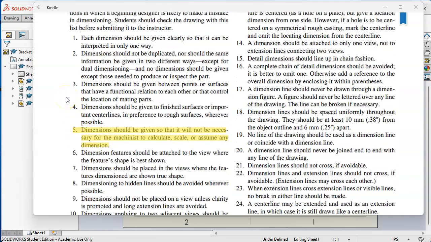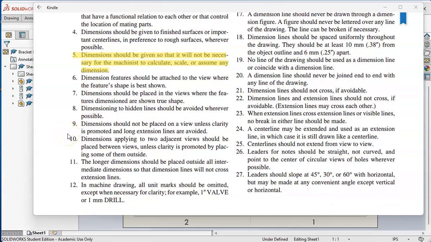Dimensions should be given for points and surfaces for the functional relation. That kind of goes into the GD&T for our geometric tolerancing. Surface finishes, center lines, and then one that I think is very important, I highlighted it: dimensions should be given so that it will not be necessary for the machinist, me, to calculate, scale, or assume any dimension. You do not want me doing math to make your parts.